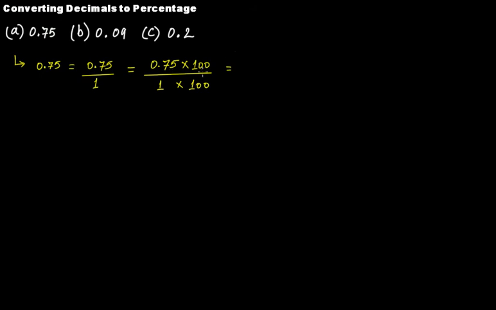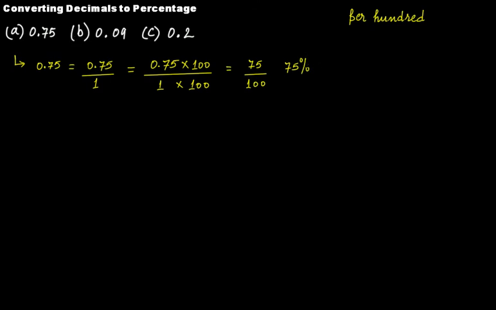Now, this gives you what? 75 divided by 100. So you can clearly see we have reached a point where we have a fraction whose denominator is 100. So what does a percentage mean? A percentage means per 100, right? So 75 over 100, percentage always talks about per 100. This is 75 over 100, that is 75 per 100. It means 75%.